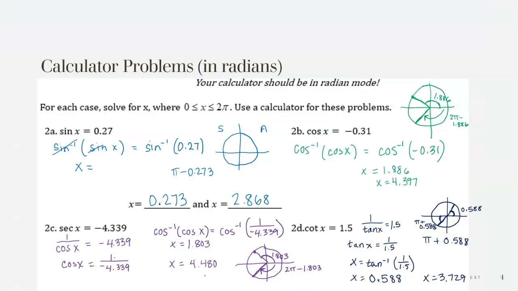For cotangent, that means tangent of x would be 1 over 1.5. So I blow up the tangent house using tangent inverse, and I get an angle in quadrant 1, because that's one of the times that tangent is positive. The other time tangent is positive is in quadrant 3, all students take. So I'm going to add pi plus 0.588 to get my other angle. We always want to check that we have two answers unless we happen to be at the very top or the very sides of the unit circle. Those ones only have one answer.